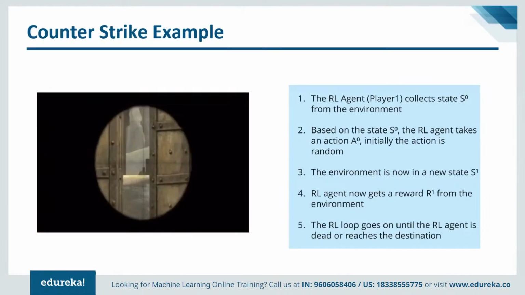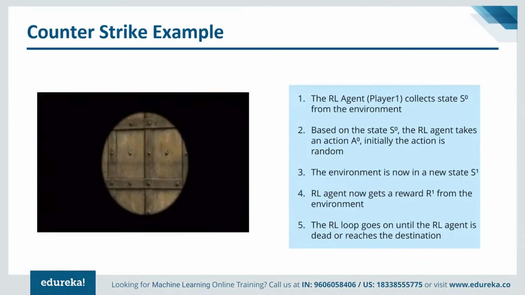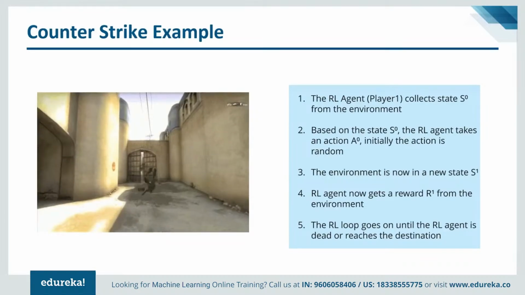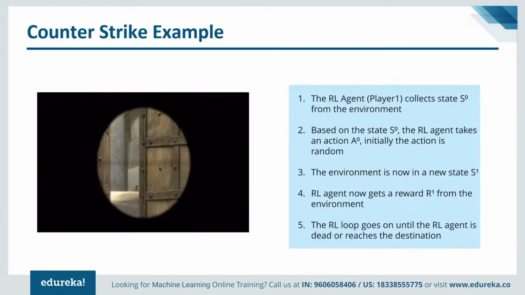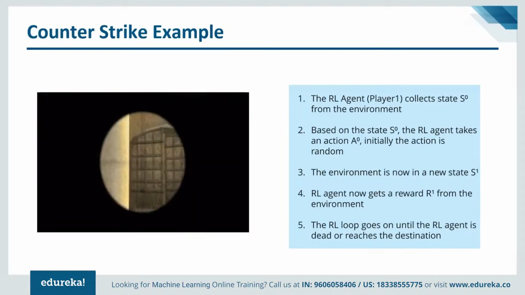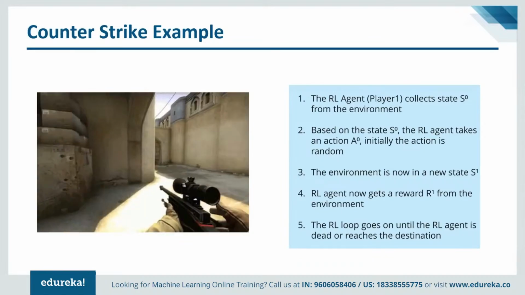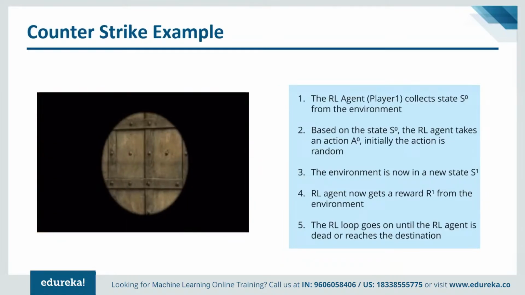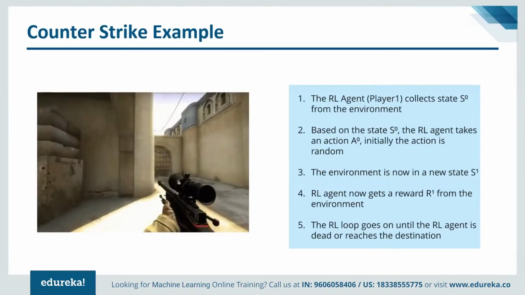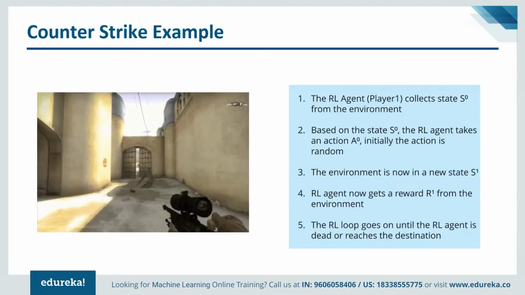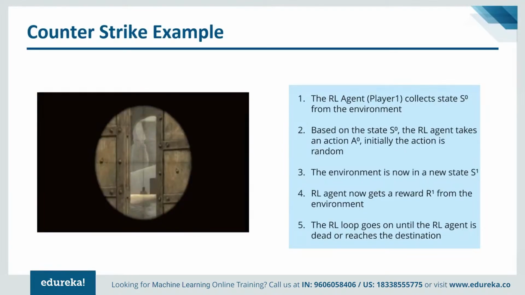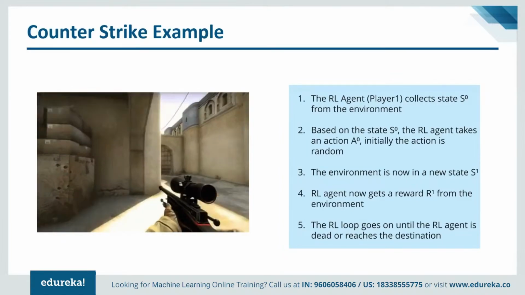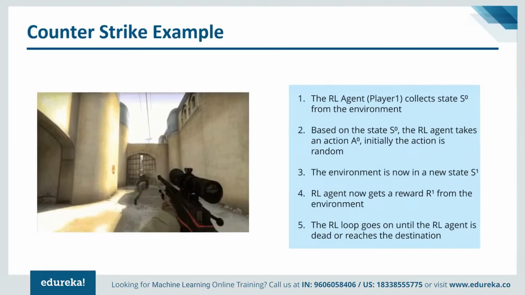Initially the action is going to be random, because obviously the first time you pick up Counter-Strike, you're not going to be a master at it. So you're going to try different actions and just pick a random action in the beginning. Now the environment is going to give a new state. So after clearing that, the environment gives a new state to the player. Maybe he's crossed stage 1, and now he's in stage 2. So now the player will get a reward R1 from the environment because it cleared stage 1. This reward can be anything, like additional points or coins.